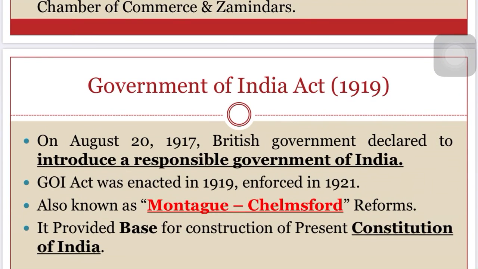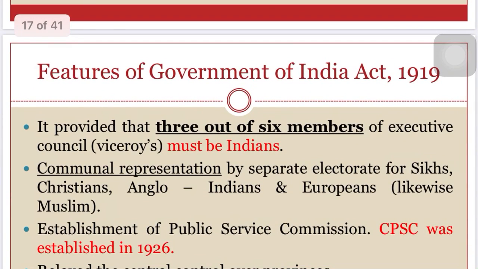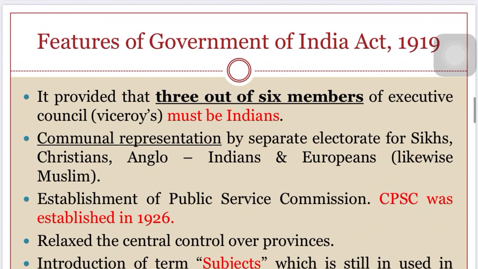Government of India Act 1919: the British government declared the introduction of responsible government in India. The Act of 1919, enforced in 1921, is also known as the Montagu-Chelmsford reform. It provided the basis for the present constitution of India. Its features: three out of six members of the Viceroy's council must be Indians; communal representation for Sikhs, Indians, Europeans and Muslims; and the establishment of the Public Service Commission, at that time called the CPSC, now GPSC and so on.